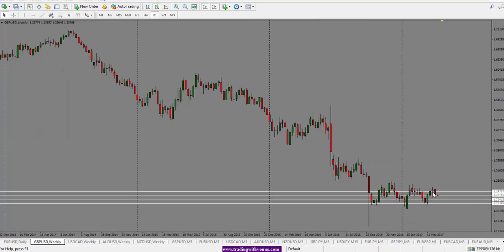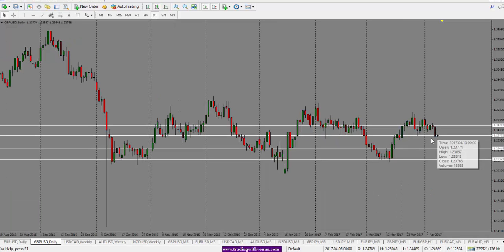Looking at pound US dollar, a very nice weekly bearish close on the candle, so we're looking for a follow through on that. Looking at the daily chart here, we are into support into 123.80 area here. Once the price holds below this level, we would be looking for further move to the downside. So the next target would be 122.50 area, which is this support and resistance level here.